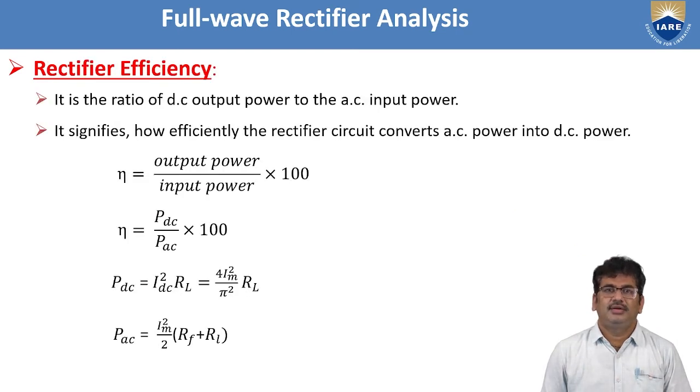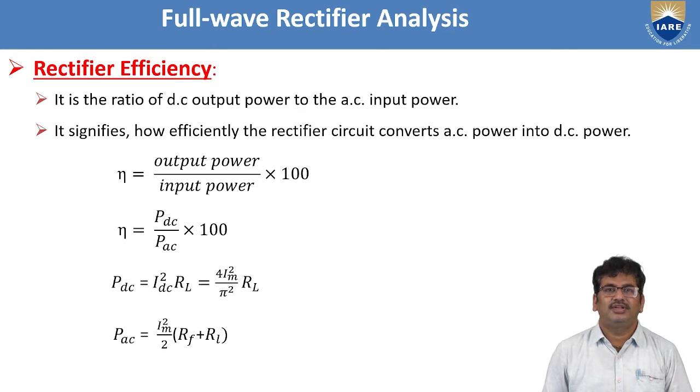The next factor is rectifier efficiency. It is the ratio of DC output power to the AC input power. It signifies how efficiently the rectifier circuit converts AC power to DC power. So the rectifier efficiency is given as eta equals output power divided by input power. In terms of percentage, we multiply with 100. So we can rewrite as eta equals PDC by PAC into 100.